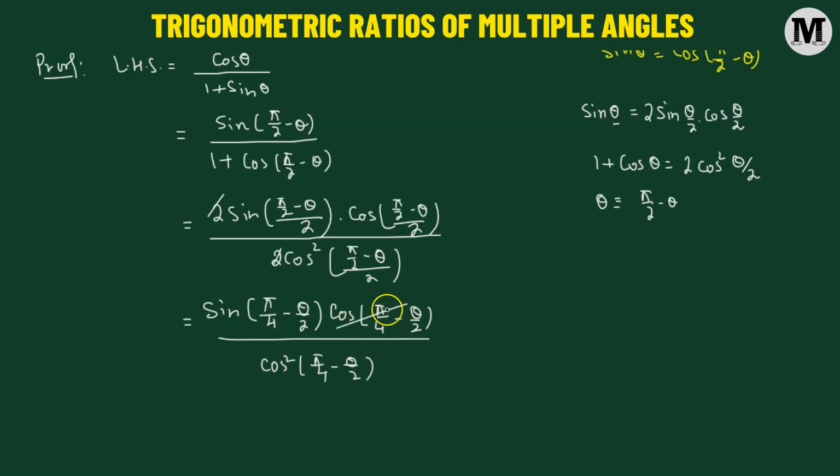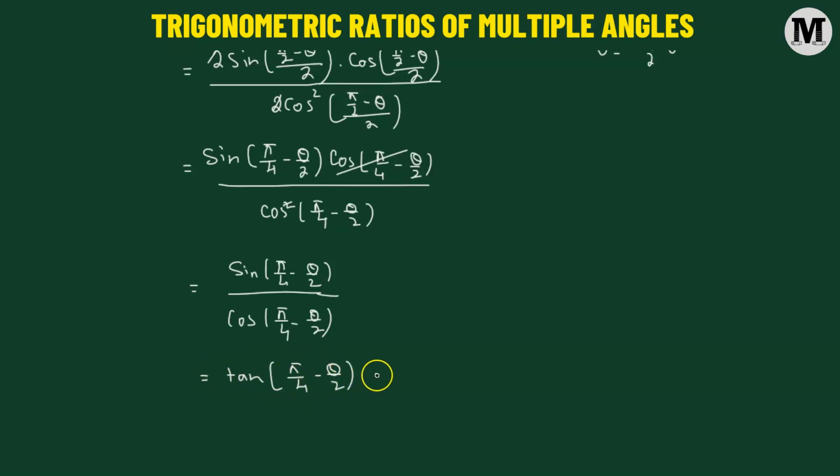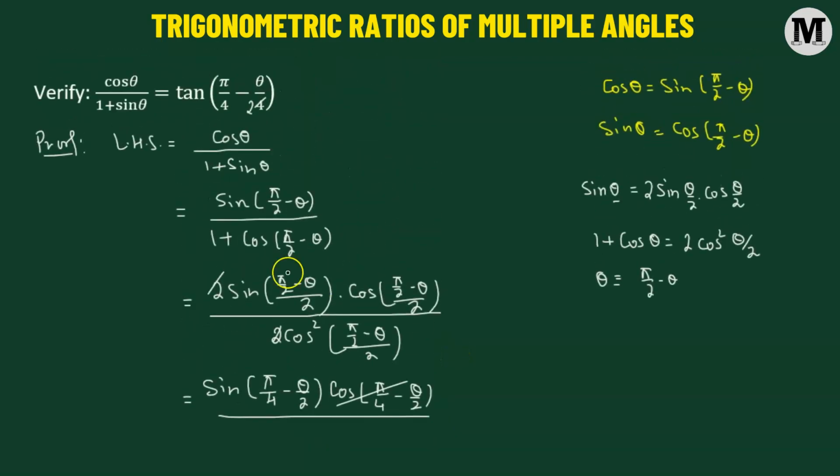Now we can factor out one cosine function from the numerator and the denominator, which leaves us with sine of pi over 4 minus theta over 2 in the numerator, and in the denominator we have the function cosine of pi over 4 minus theta over 2. So this ratio sine over cosine is nothing but the tangent function. We have tangent of pi over 4 minus theta over 2, which is the expression on the right hand side. So we have successfully shown that the ratio cosine theta over 1 plus sine theta is equivalent to tangent of pi over 4 minus theta over 2.